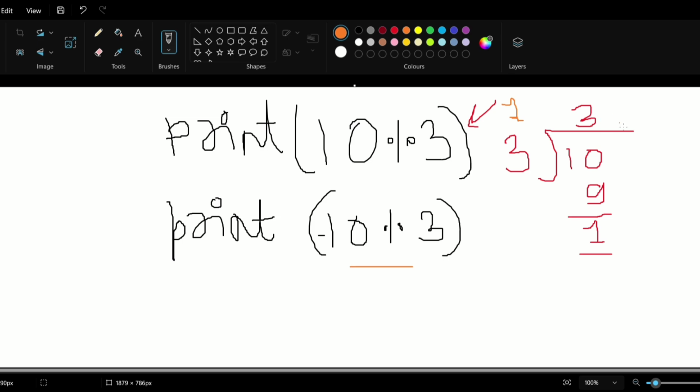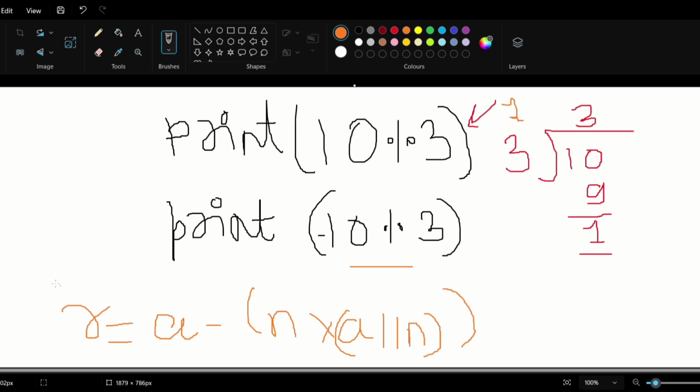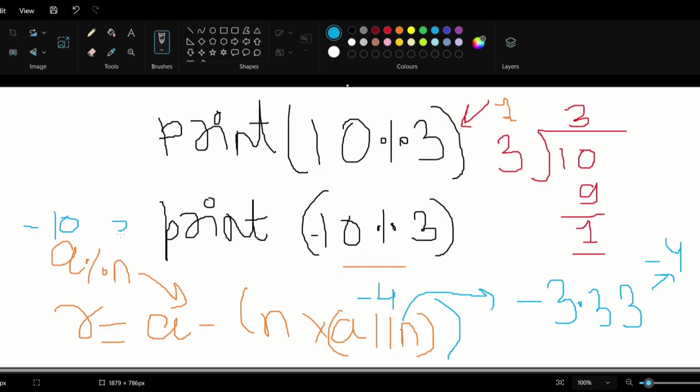Well, actually Python calculates this using this formula. R is equal to A minus N into A floor division N, and this is A mod N. This is the formula. So firstly, minus 10 divided by 3 is minus 3.33. So the floor of minus 3.33 is minus 4. So we have minus 4 here. This is the format of this: minus 10, and this is 3. N is 3 here and A is minus 10.